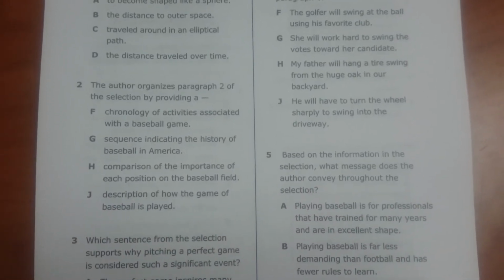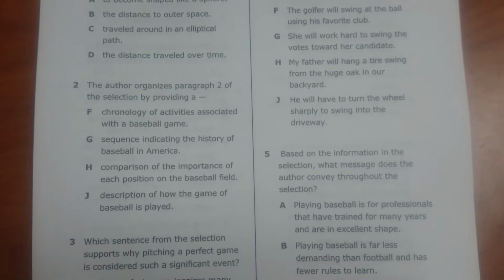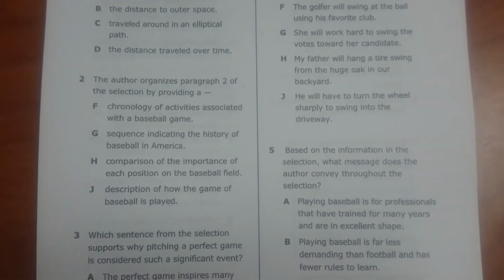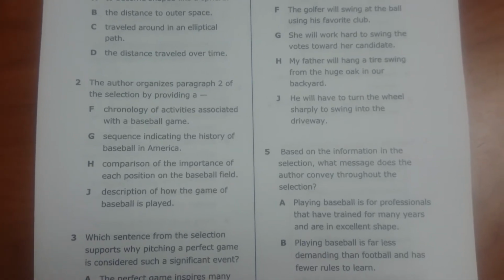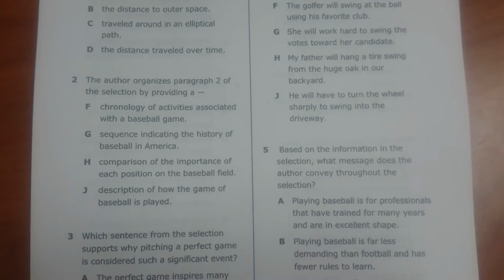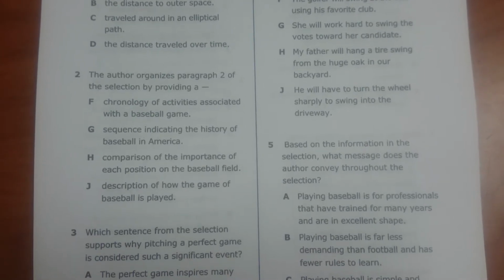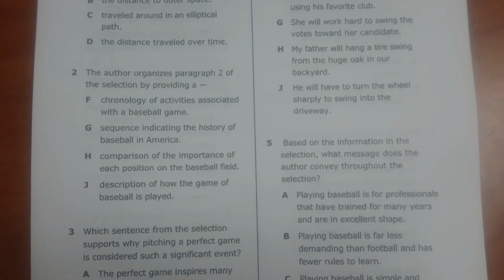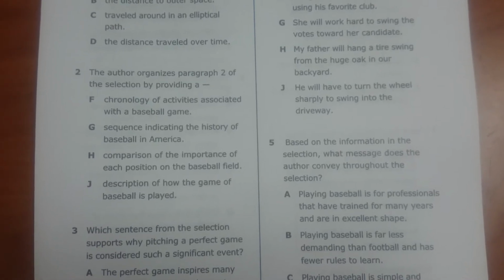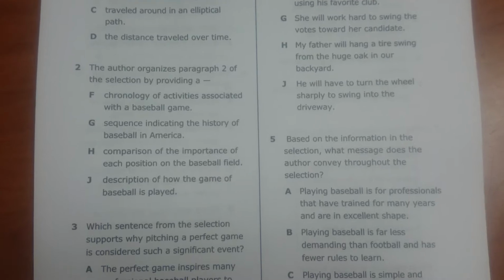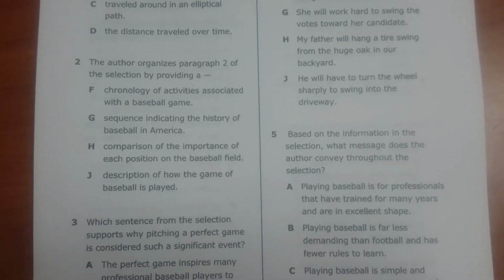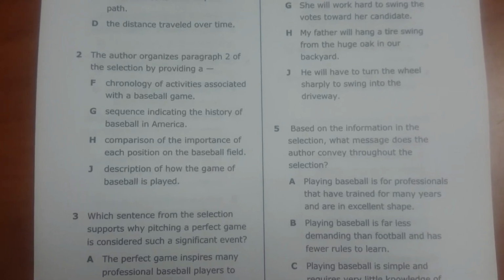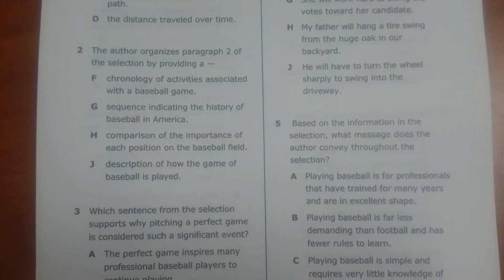Number 2. The author organizes paragraph 2 of this selection by providing a F. Chronology of activities associated with a baseball game. G. Sequence indicating the history of baseball in America. H. Comparison of the importance of each position on the baseball field. J. Description of how the game of baseball is played.